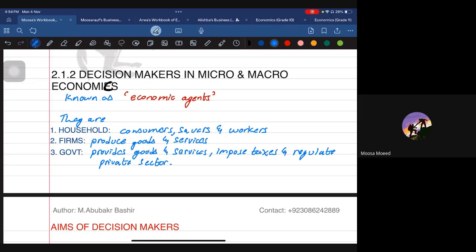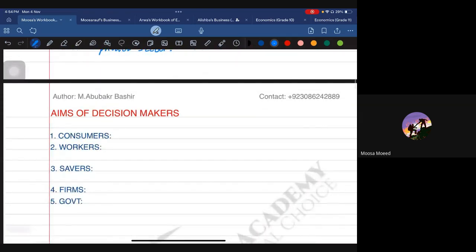Done, sir. Okay, moving forward to the aims of decision makers. कि जो जितने decision makers हैं, what do they aim for? Let's suppose if we talk about the consumers, what do they aim for? They seek low prices and good quality products. This is what their aim is.